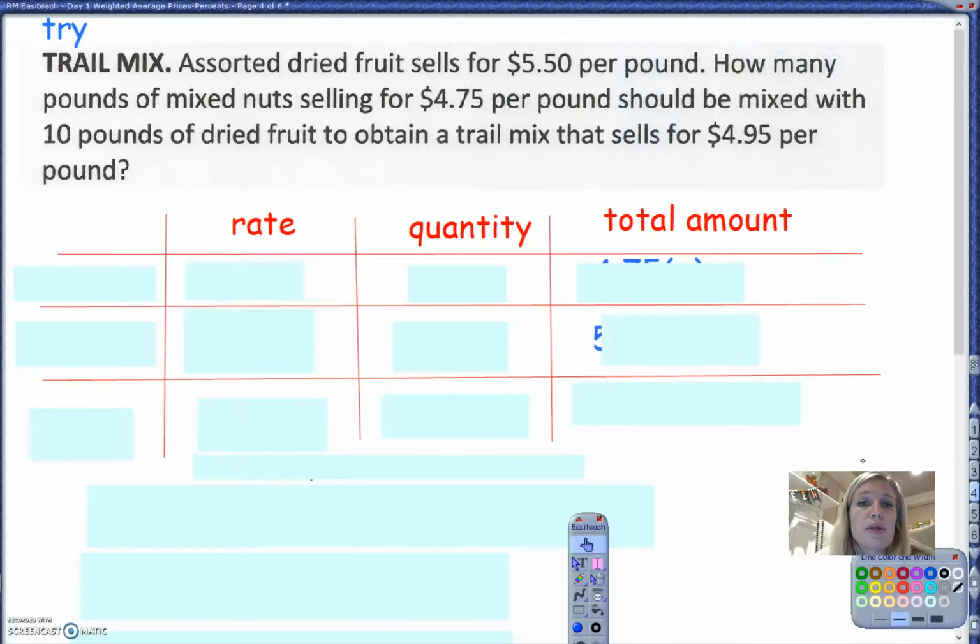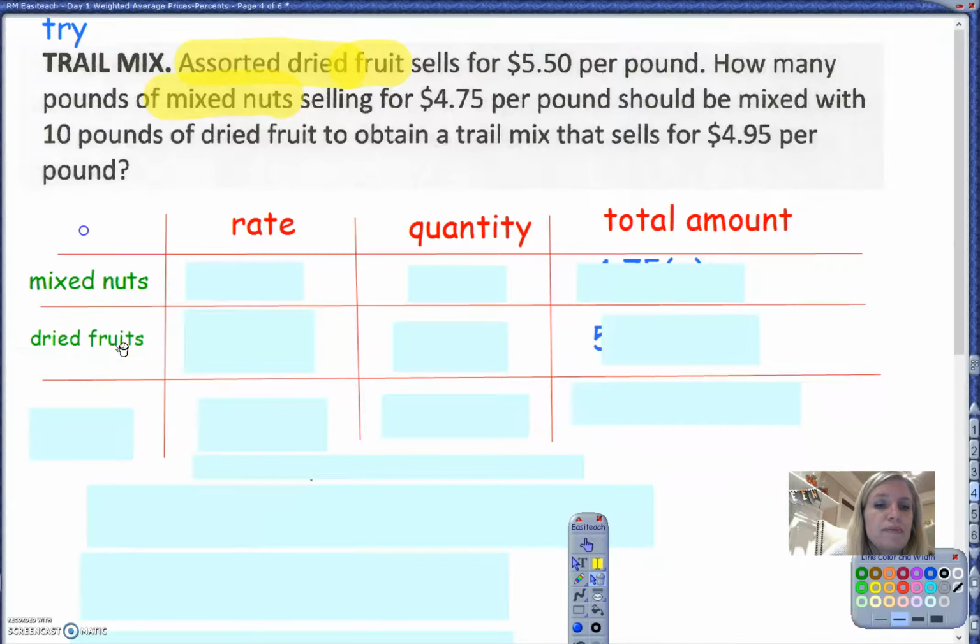Okay, so assorted dried fruit sells for $5.50 per pound. How many pounds of mixed nuts selling for $4.75 per pound should be mixed with 10 pounds of dried fruit to obtain a trail mix that sells for $4.95 per pound? Okay, so it is a mix. We're mixing things. What are we mixing? So let's look to see what we're mixing. We are mixing mixed nuts and assorted dried fruit. So those are the things that we're going to write along the left.